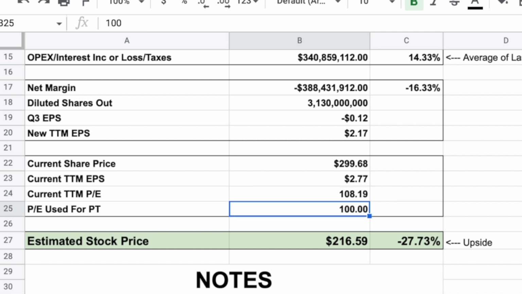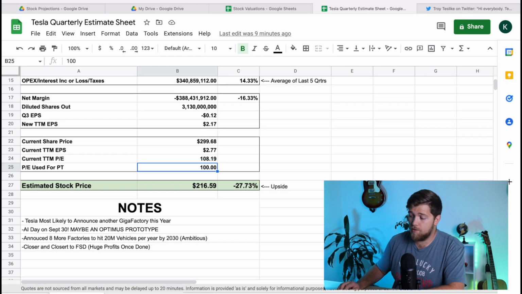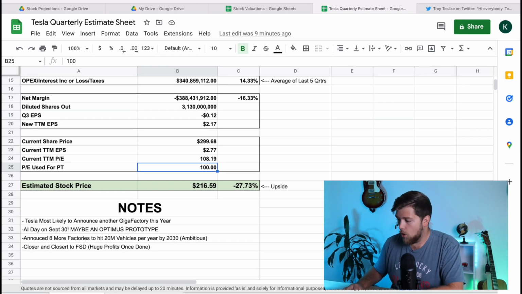As far as right now, the first number I'm going to have it spit out for us is going to be at a 100 PE ratio. So keep that in mind. The PE ratio that we're going to be using for these estimates today is going to be 100.